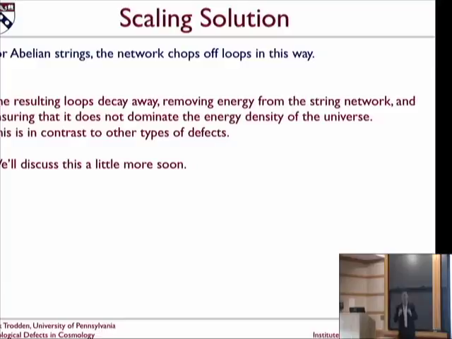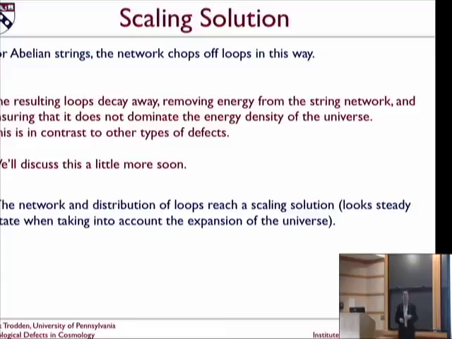And in fact, it turns out that for these abelian strings, the network reaches what's called a scaling solution. And what that means is that if you look at the distribution of loops in a given volume of the universe, and you scale that volume by the expansion of the universe itself, it always looks the same. And because of that, the string network doesn't come to dominate the universe typically in these abelian models. And that means it can play a useful role in the universe without ever ruining what we know is a successful cosmic evolution history. So how do we know that?